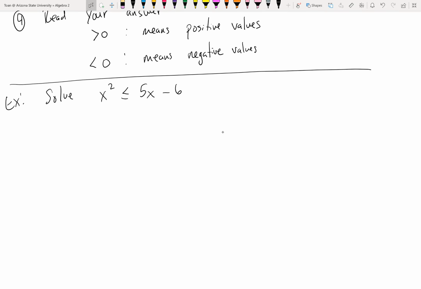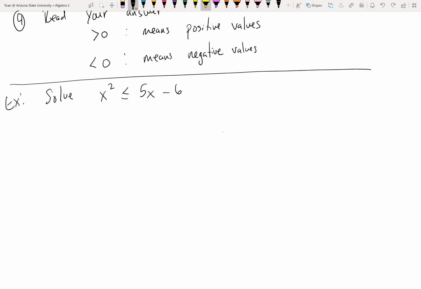So you can see it's a quadratic. Now, we've solved quadratic equations before. That should be easy. The only difference between today and our previous lessons is that I've changed the equal sign into an inequality. That's it. So step number 1 is I want 0 on one side.